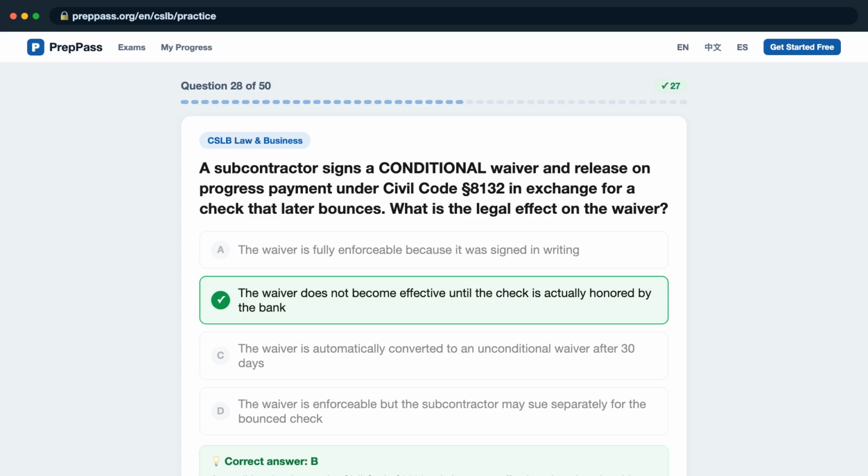The correct answer is B. A conditional waiver under Civil Code Section 8132 only becomes effective when there is evidence of actual payment, meaning the check clears the bank. If payment fails, the waiver has no legal force and the subcontractor retains full lien rights.